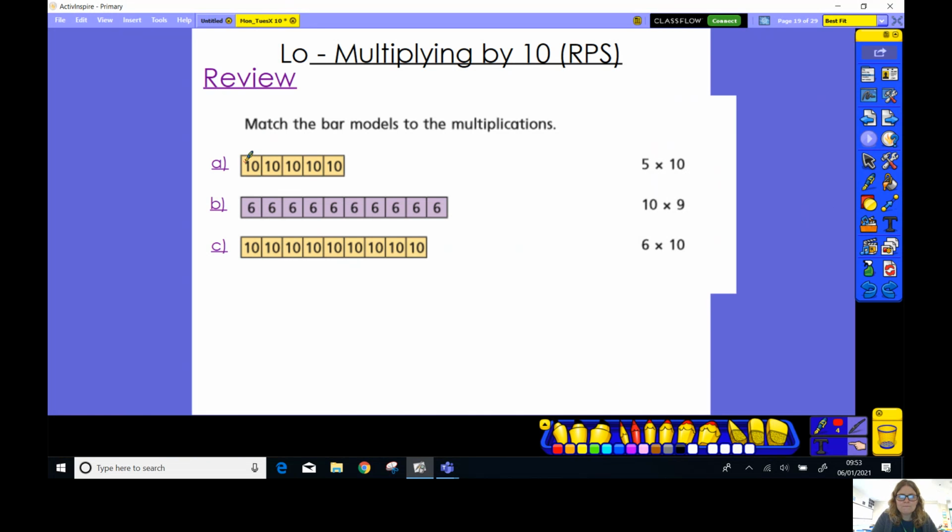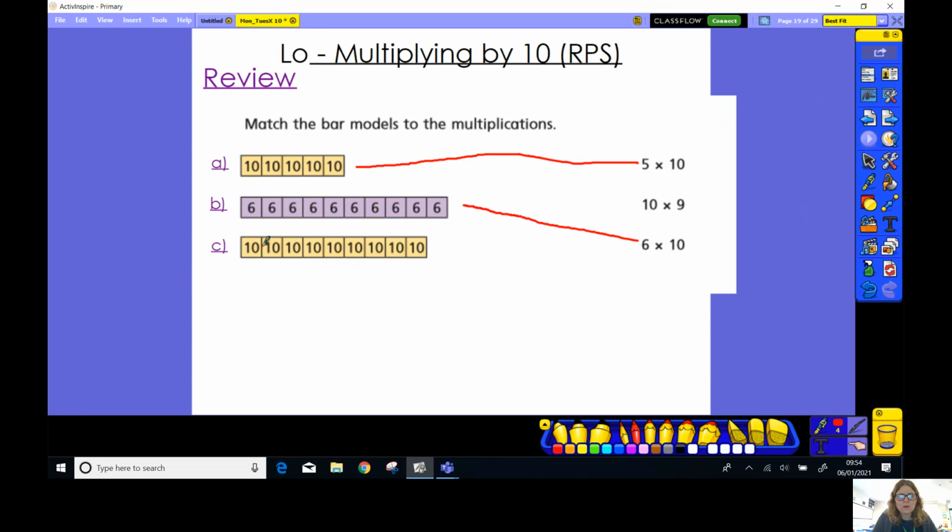A, we've got here 1, 2, 3, 4, 5 groups or 5 lots of 10. So this should go with this one. Here we have lots of 6s. How many lots of 6 do we have? We have 1, 2, 3, 4, 5, 6, 7, 8, 9, 10. Now, this says 6 groups of 10. Actually, it probably should say 10 groups of 6.